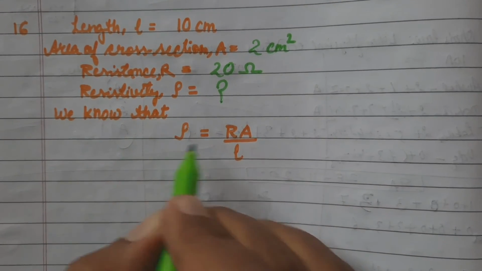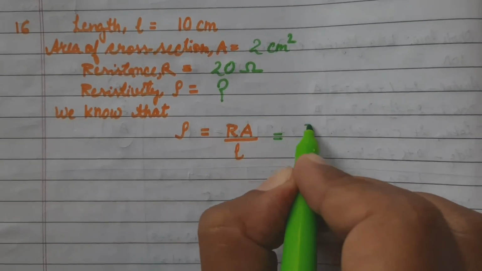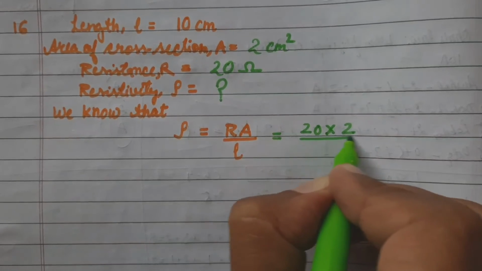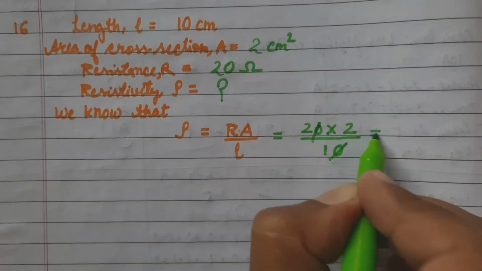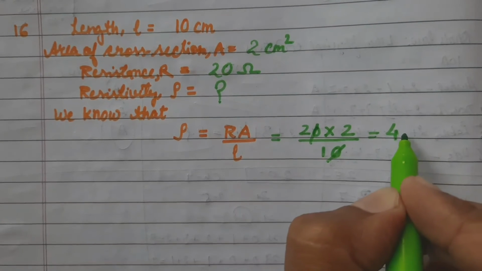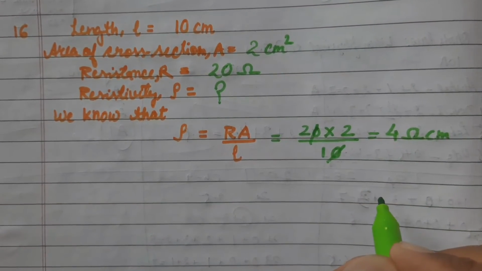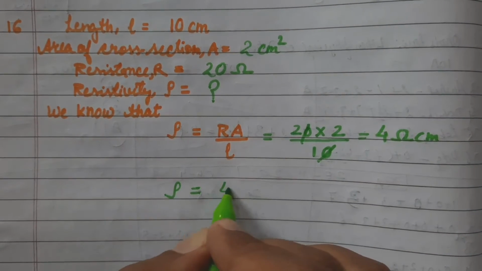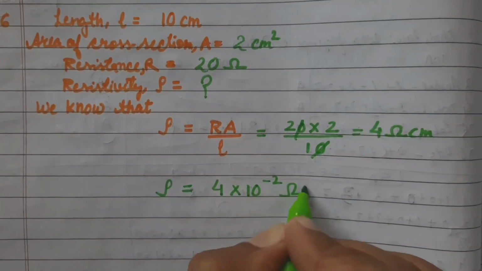As we know, rho equal to RA upon L. Let us fill the value. R 20, area of cross section 2 cm square and length is 10. Answer will be 4 ohm centimeter. Or it can be written as 4 into 10 raised to power minus 2 ohm meter.